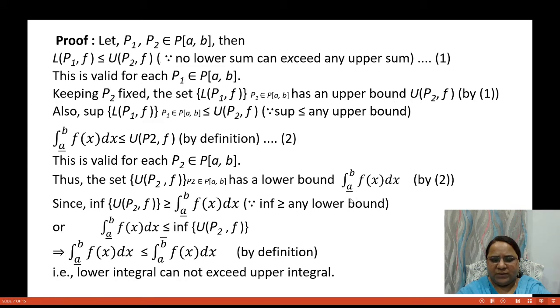So the lower integral from a to b of f(x) dx, from equation 2, since the infimum of U(P2, f) is always greater than or equal to the lower integral, because the infimum value is always greater than or equal to the lower bound. So the lower Riemann integral is always less than or equal to the infimum of U(P2, f), that is, the upper Riemann integral. So always we can say that the lower integral cannot exceed the upper integral.